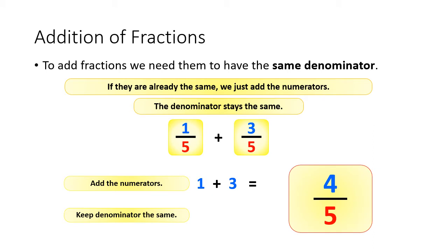Our first arithmetic operation of fractions will be adding fractions. To add fractions together, we need them to have the same denominator. If they already have the same denominator, we just add the numerators together. The denominator stays the same. As an example, 1/5 plus 3/5, we add the numerators together. 1 plus 3 is equal to 4, and the denominator stays the same as 5. So therefore, 1/5 plus 3/5 is equal to 4/5.